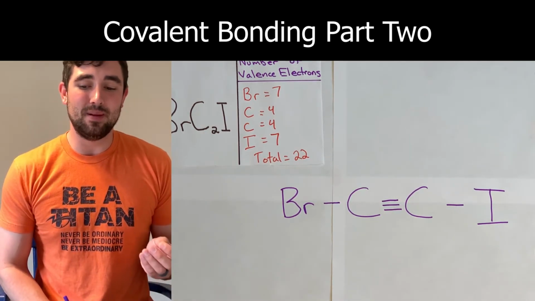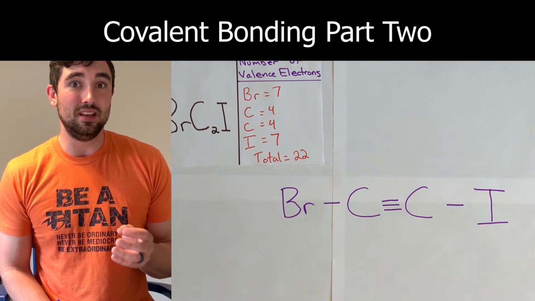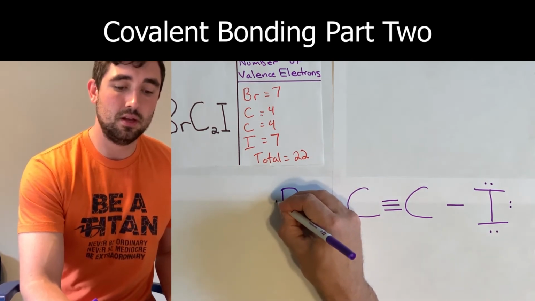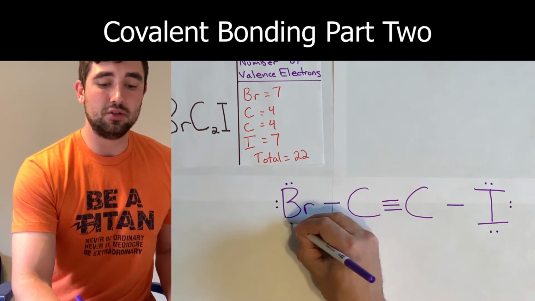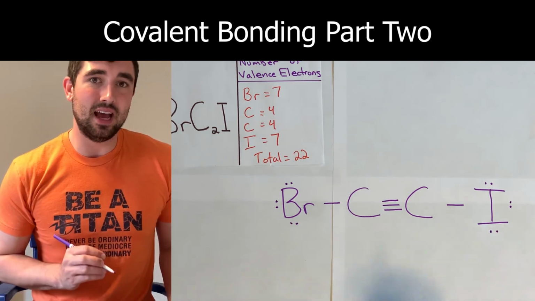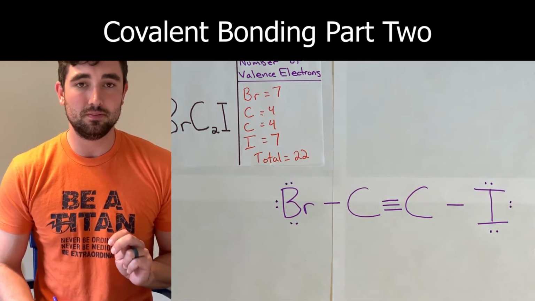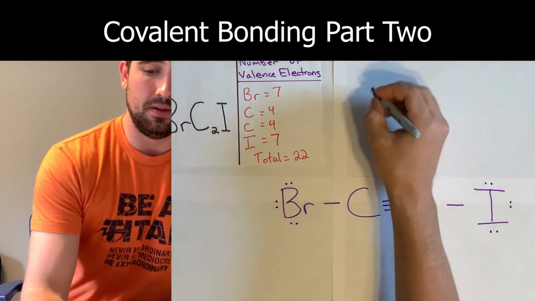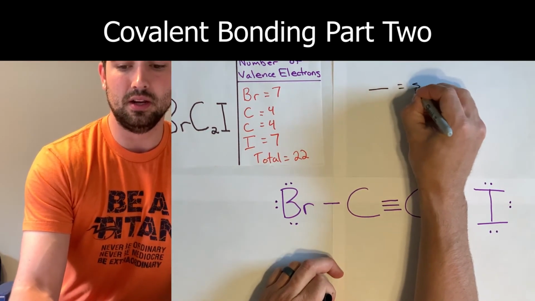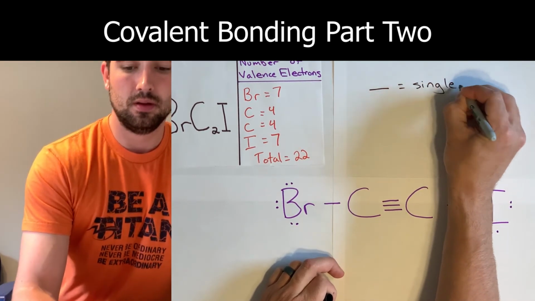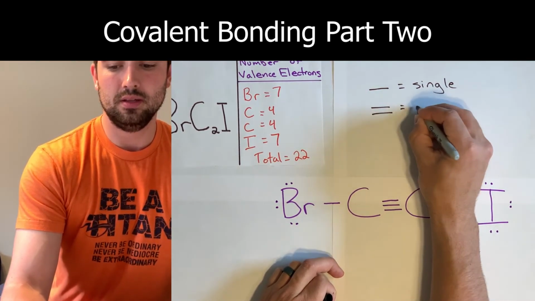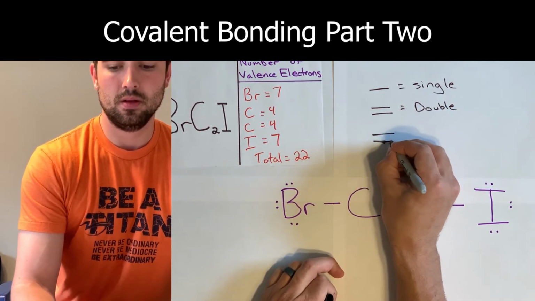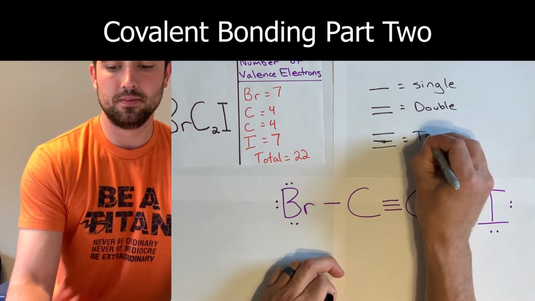Now, we still can't forget about the rest of our electrons because it helps us in understanding the molecular shape. So I'm going to go ahead, for the video's purpose, put the remaining electrons on there. Each one of these dashes represents 2 electrons. So I'm going to write something up here in this top right corner, and it's going to be 1 dash is a single bond, 2 is a double, and 3 is a triple bond.